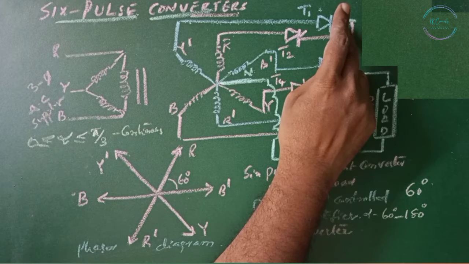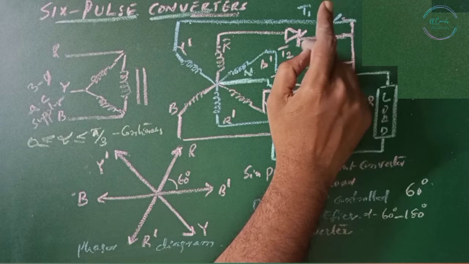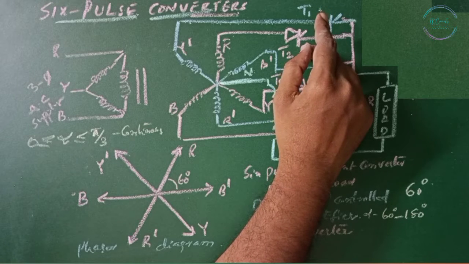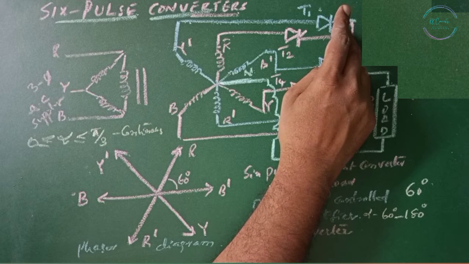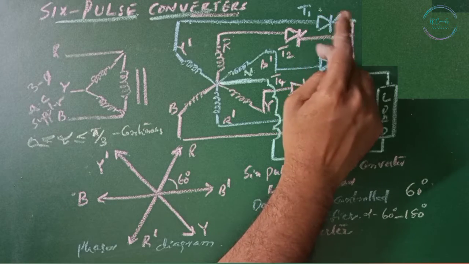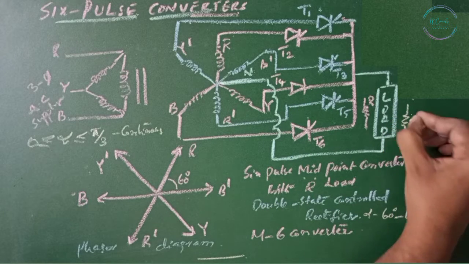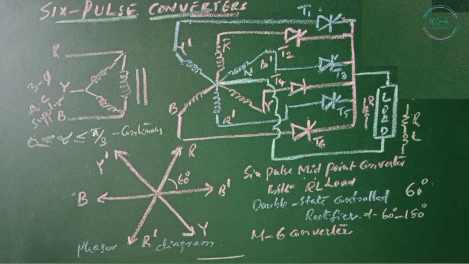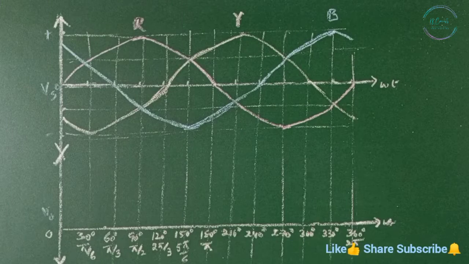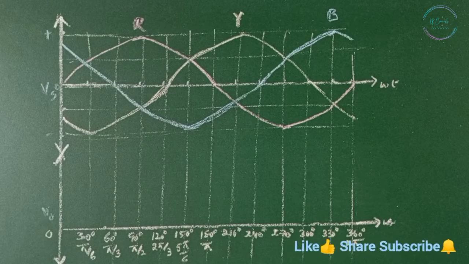When thyristor T1 is triggered, it will conduct until T2 is turned on. When T2 is turned on, T1 turns off by natural commutation. Similarly, this happens for every thyristor. If the load is RL, as in a 6 pulse midpoint converter with RL load, the presence of an inductor at the load prevents the load current from being discontinuous for any delay angle, if the load time constant L by R is larger than the period of the supply frequency. Now let us draw waveforms for the 6 pulse midpoint converter with RL load.